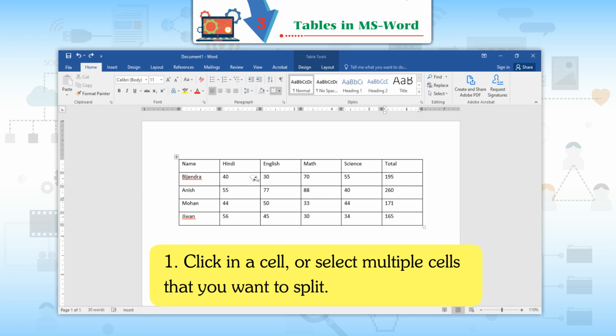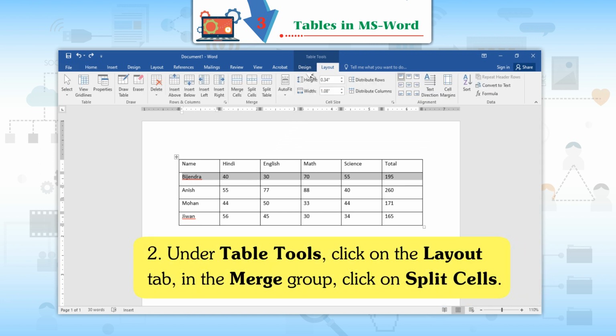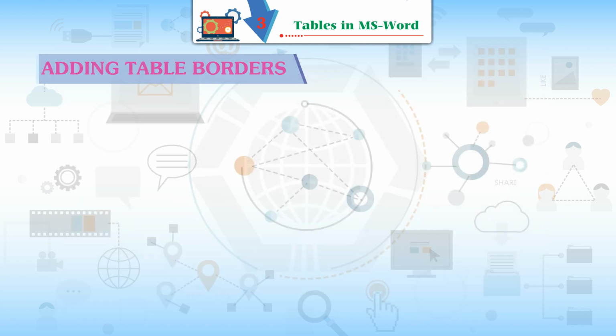Click in a cell or select multiple cells that you want to split. Under Table Tools, click on the Layout tab. In the Merge group, click on Split Cells. Enter the number of columns or rows that you want to split the selected cells into.